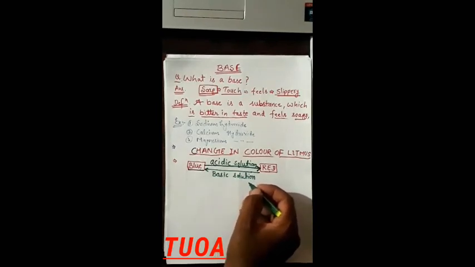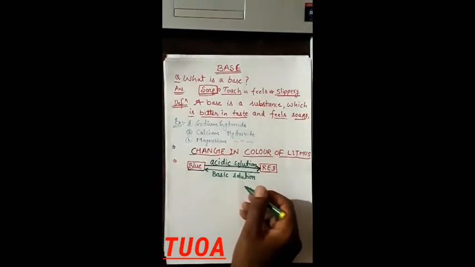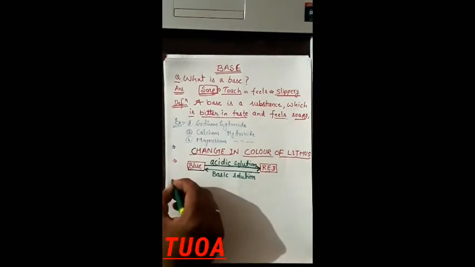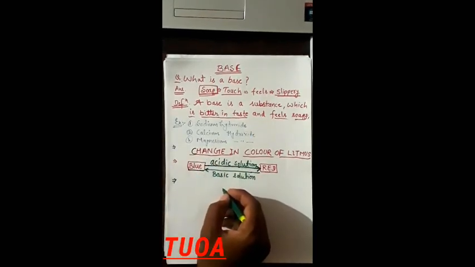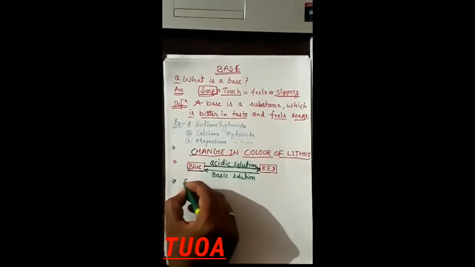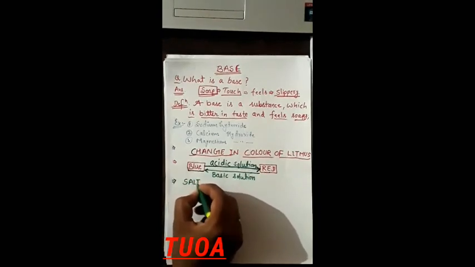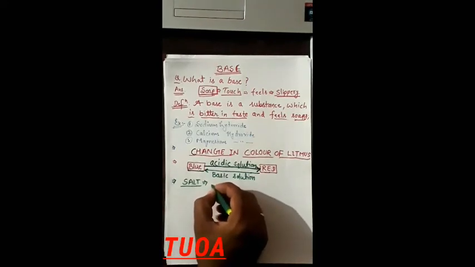So this is the basic difference. That is the basic chemical difference between an acid and a base, which can be distinguished with the help of a litmus paper. This is a very important point because this would be used frequently in the chemistry lab.